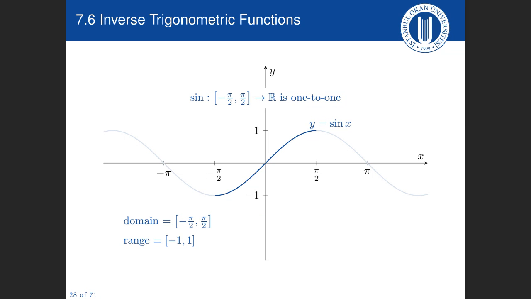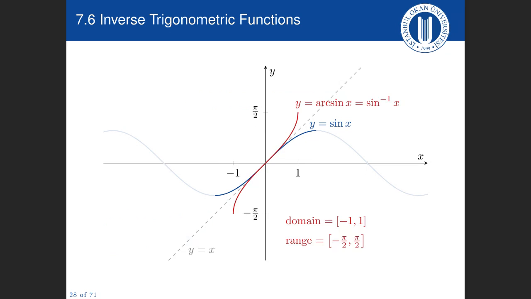One-to-one functions have inverses. We're going to swap the domain and the range, and we're going to reflect the graph along the line y equal to x. The inverse of sine is called arcsine, or inverse sine of x. This function has domain, closed interval from minus 1 to 1, and it has range, closed interval from minus pi over 2 to pi over 2.